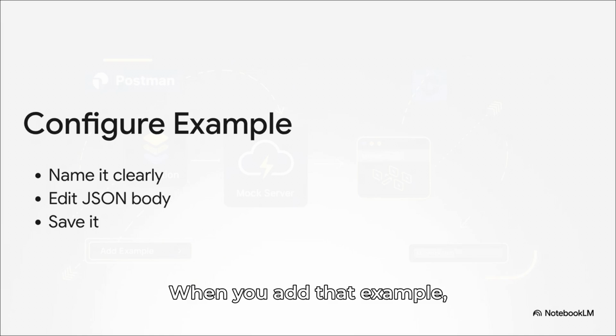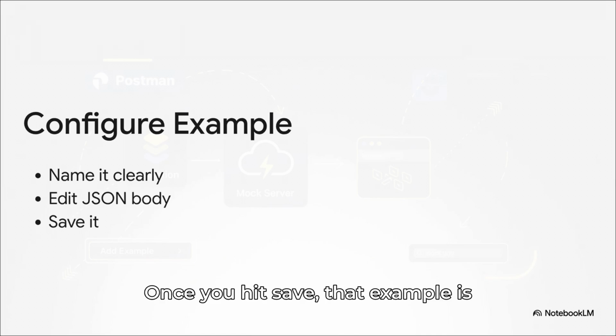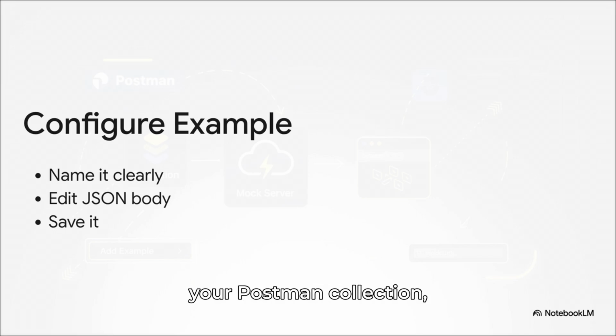When you add that example, you're going to want to be meticulous. Name it something crystal clear, like default 200 OK or successful checkout. Then, go ahead and edit the JSON payload body to simulate exactly what a successful transaction looks like for the front end. Once you hit save, that example is permanently attached to the request inside your Postman collection, ready to be served up on demand.